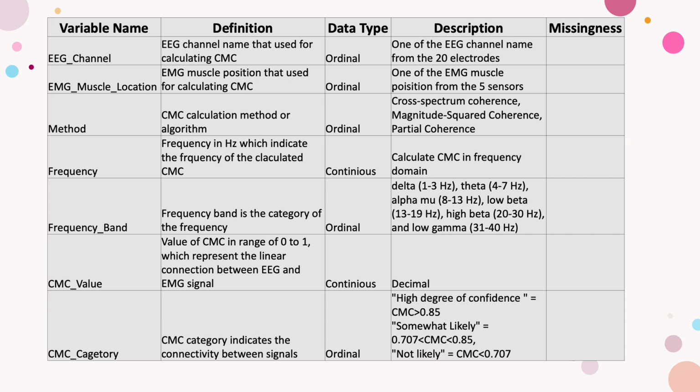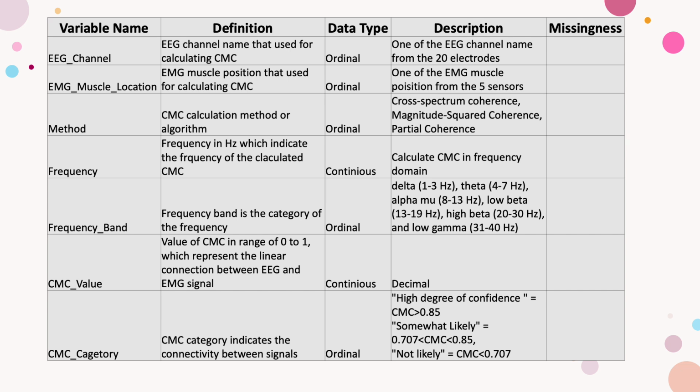This is the CMC calculation value. You can see CMC is calculated between 2 signals, so there will be 2 channels, like an EEG channel and an EMG channel, and what method was used for calculating the CMC. And this is the frequency in hertz at which it is calculated, as you calculate this in the frequency domain. It stores which frequency is associated with a CMC value, and frequency band categorizes the frequency into different bands, like delta, theta, or alpha.